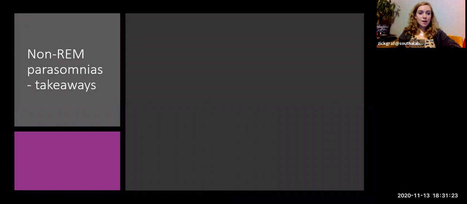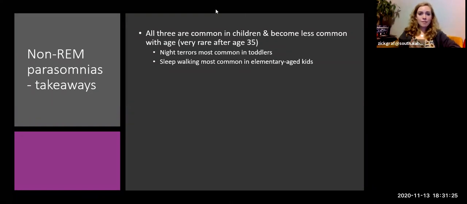Okay, so some takeaways from non-REM parasomnias. All three, confusional arousals, sleepwalking, and night terrors, are pretty common in children, and they become less common with age. Basically, sleep is a pretty complicated behavior, and little kids' brains are still figuring things out. They still have a lot more redundant synapses than an adult brain does. There's a lot of pruning and consolidation that happens with maturation. So having these weird brain hiccups during sleep is pretty normal for kids. They do become less common after age 35.